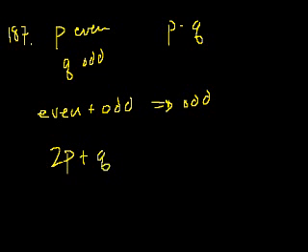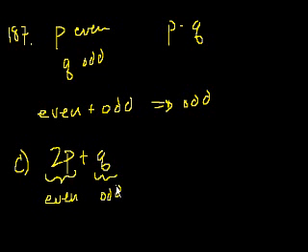That's choice C. Now, it doesn't matter whether p is even or not, but 2p is definitely going to be even. This is going to be even, and q we already know is odd. So this is an even plus an odd, so it's going to be odd. So the choice is C.